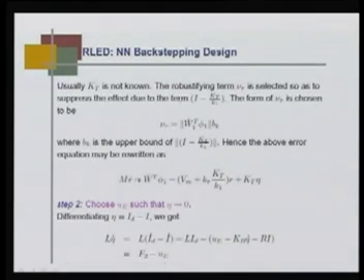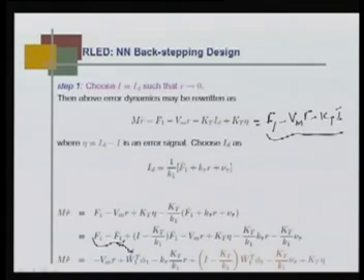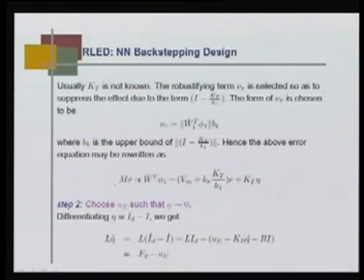Usually k T is not known. The robustifying term nu t is selected so as to suppress the effect due to the term I minus k T upon k 1. So, V tau, if I select this, then V k is the upper bound of this. As the above error equation, this error equation, this m r dot is this quantity, can be rewritten in this particular form.